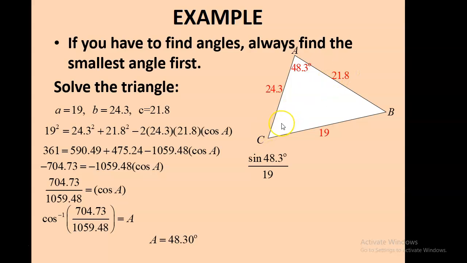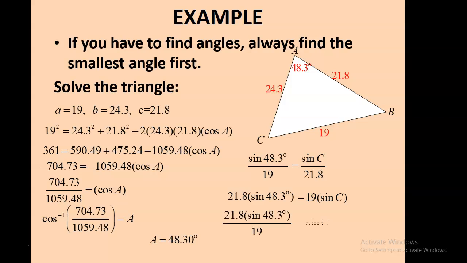next smallest side. So we would say sine of angle C is over 21.8. And then we cross multiply. So we have 21.8 times the sine of 48.3 equals 19 times the sine of C. We divide by 19. And then we take the arc sine to get that angle C is 58.94 degrees.